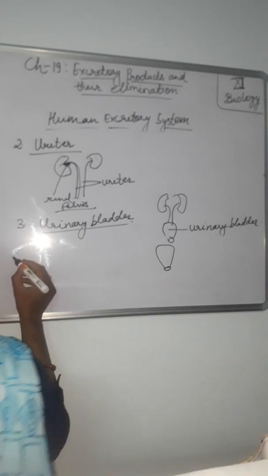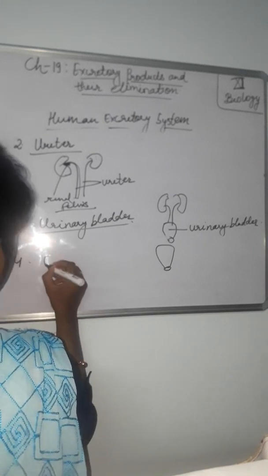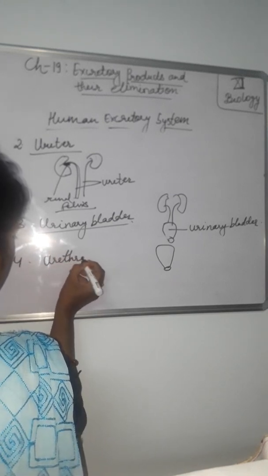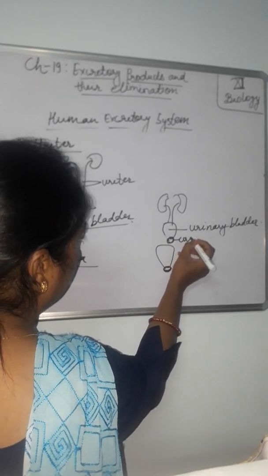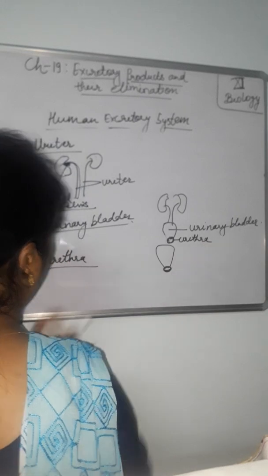Now next one, that is fourth one, that is urethra. Okay, urethra, this opening is called urethra. Okay, urethra, a membranous tube, comes down from the lower end of the urinary bladder to conduct urine to the exterior. This tube is known as urethra. It has muscular urethral sphincter which keeps it closed except during the voiding of urine.